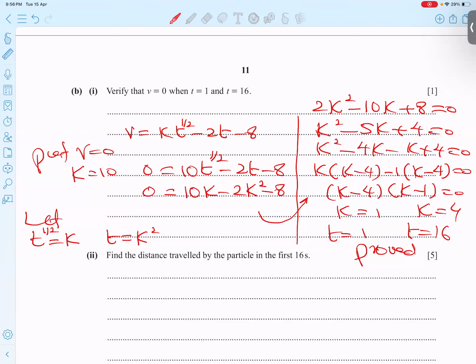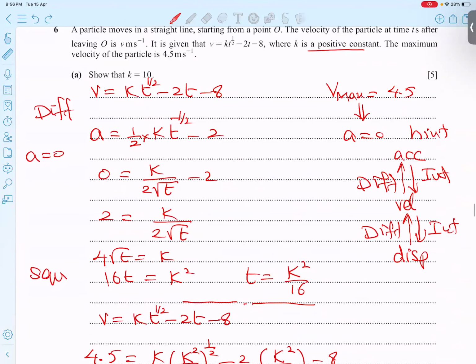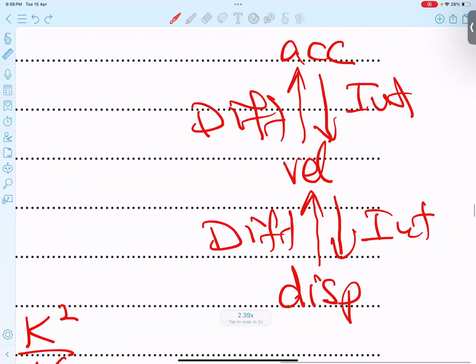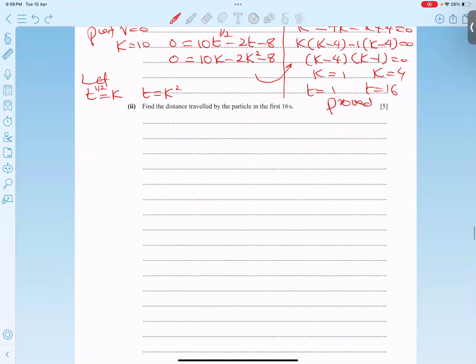And what is the next part? The next part is to find the distance traveled. But why is it a 5 marks question? There is some logic behind it. And I tell you one thing, whenever this kind of question asks you distance traveled, distance means from velocity, I have to go down. So this is integration. I have to integrate to get this one.